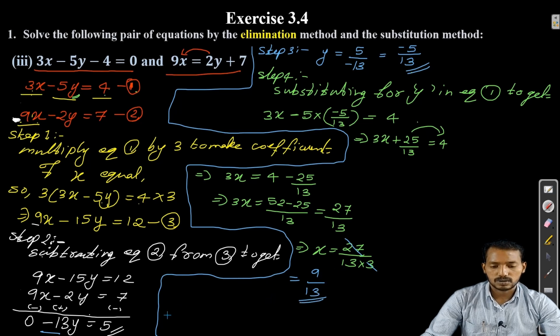So the solution is x equal to 9 by 13 and y is equal to minus 5 by 13.